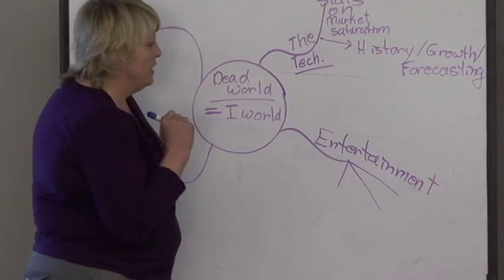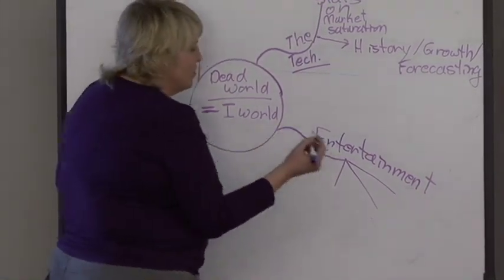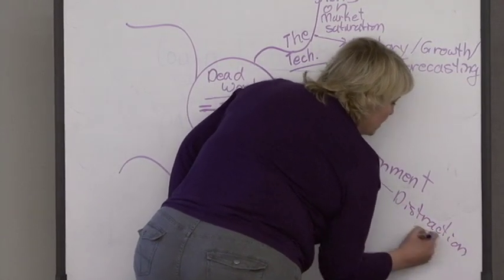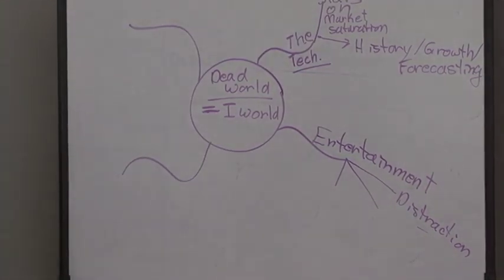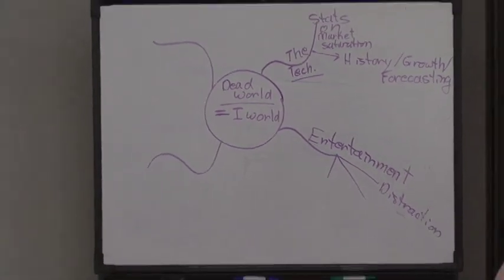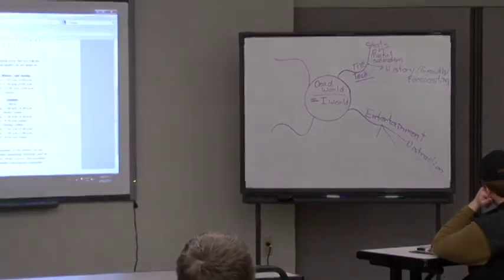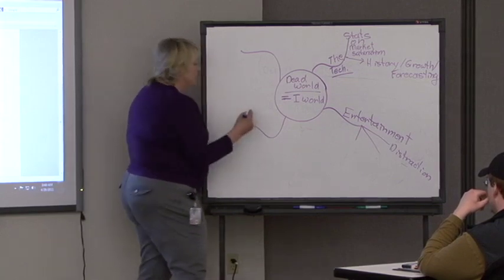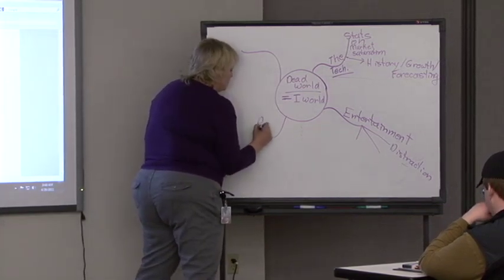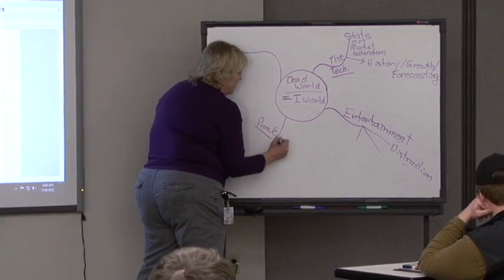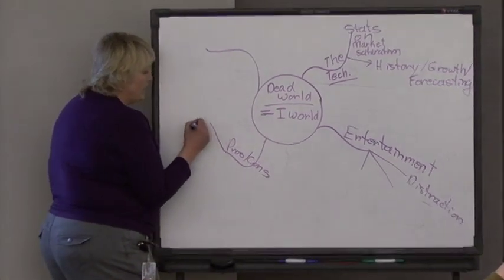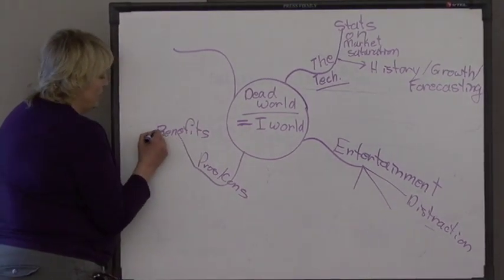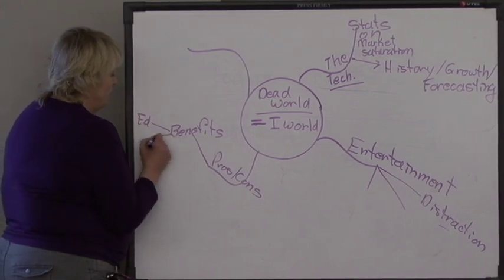Okay, so entertainment. So I think that this could be, we could put distraction down here. Maybe under distraction, it could be a distraction from life. It could be a visual distraction. It could be an audible distraction. There's all kinds of things that we can use for that if we want. Maybe what we need to do is do something that says pros and cons, right? Okay. And one of the things is that it has benefits. And maybe the benefits could include education, a feeling of connection.